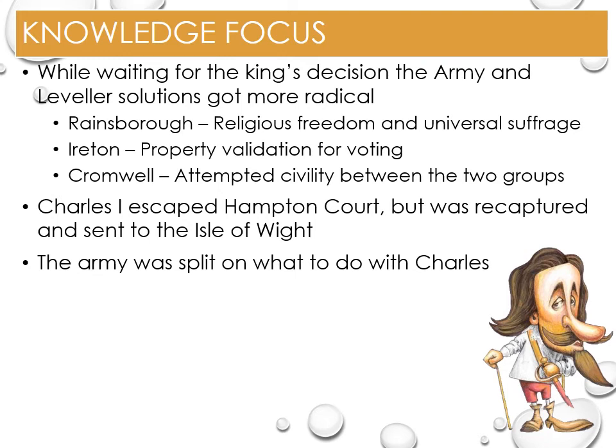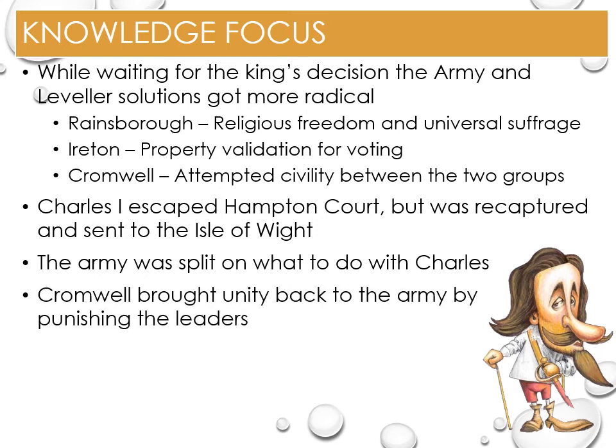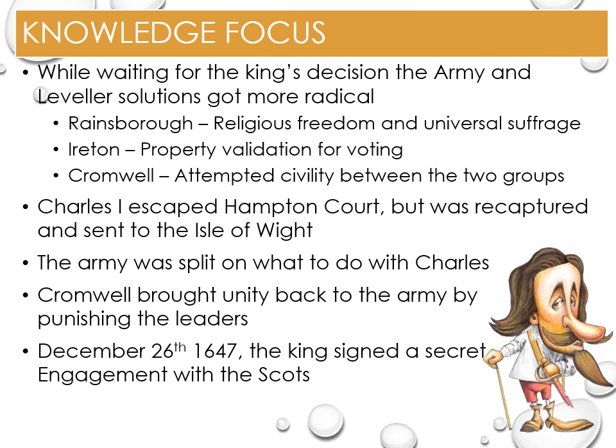Some London Levellers, giving out copies of the Agreement of the People, called for an army mutiny. Cromwell rode out and quickly restored order and punished their leaders. On the 26th of December 1647, the king signed a secret engagement with the Scots to guarantee a Presbyterian church in Scotland and one in England for 3 years in return for military assistance to regain his crown.